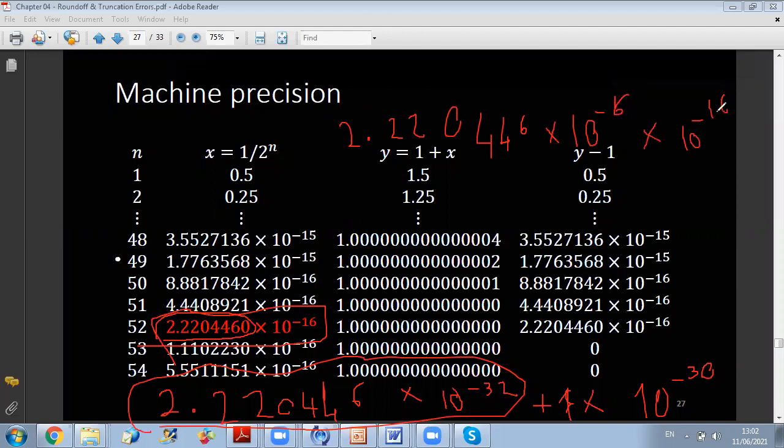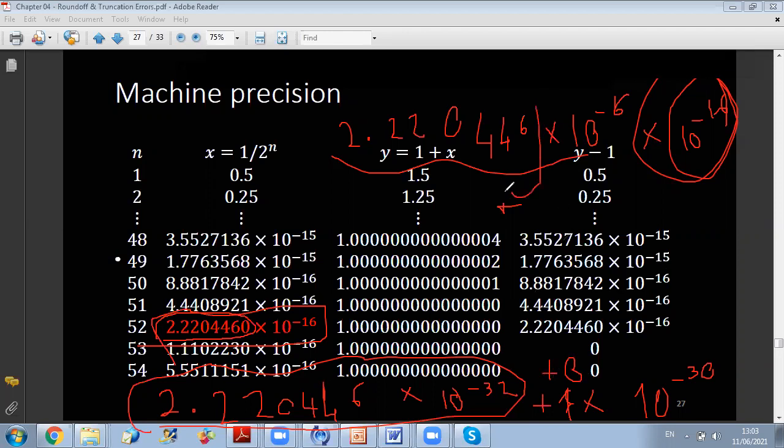So as I told you, the condition is that when you add this number to another one, you should have a common coefficient here. Then if you just add it to 0, your computer can read it because 0 is smaller than this number. So it can read this number and it will just put it as 2.22, okay, times 10 to the minus 16 times 10 to the minus 16. So your computer can read it because it can read a certain number of digits after the decimal point.